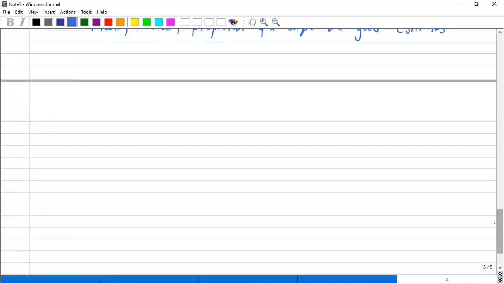So if we have a population mean, what is our point estimator that we would use from the sample? It'd be our X bar, right? So from the sample we get X bar. That's a point estimator of our population mean.